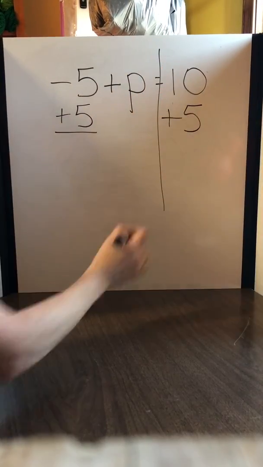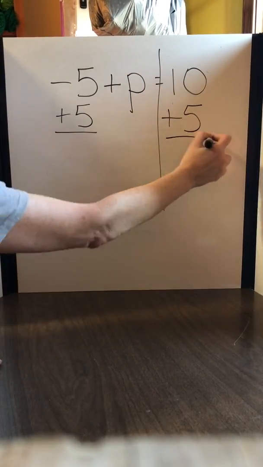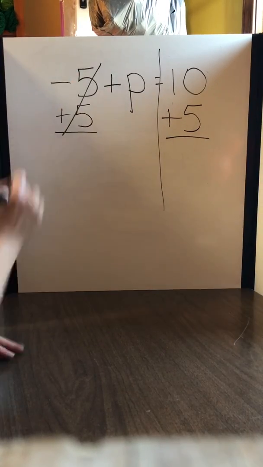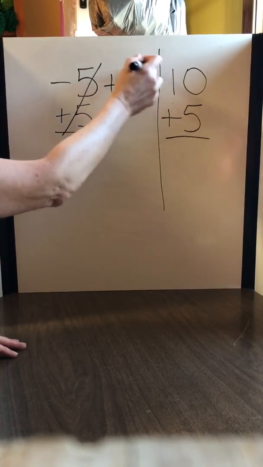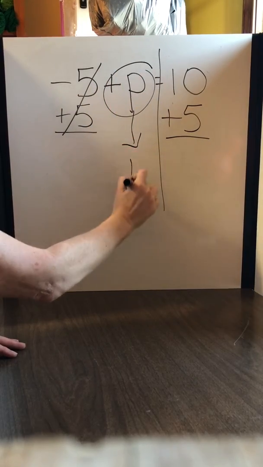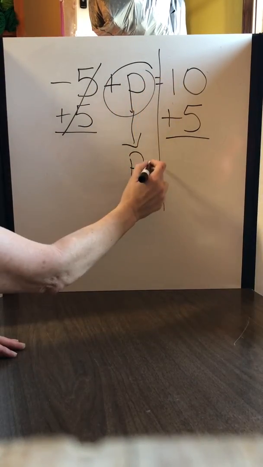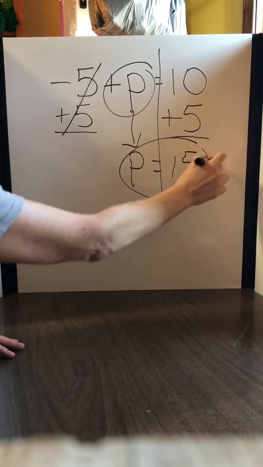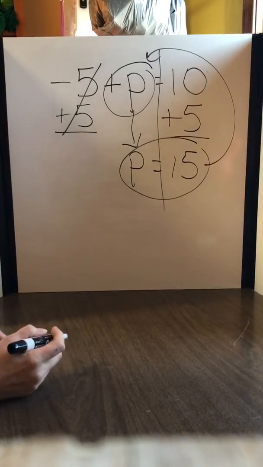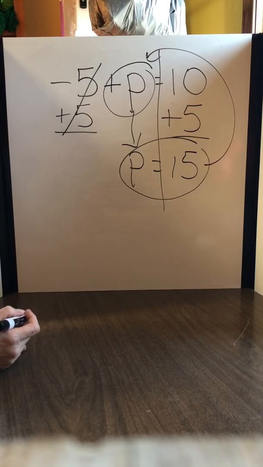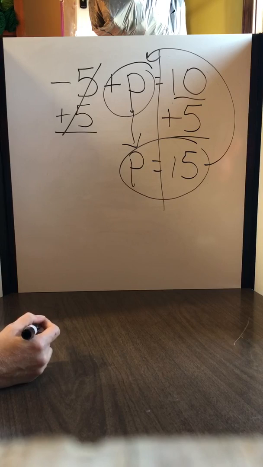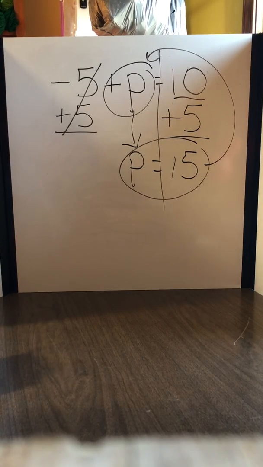Oop, no, don't forget to draw your line. Okay. So if I have a negative 5 and then I add a positive 5 to it, that's going to cancel that out. That leaves me just with this positive p that comes down. And then p equals 10 plus 5, which is 15. And if I plugged that in there, negative 5 plus 15 in my calculator, I would get a positive 10. So I know I've done it correctly. Okay?